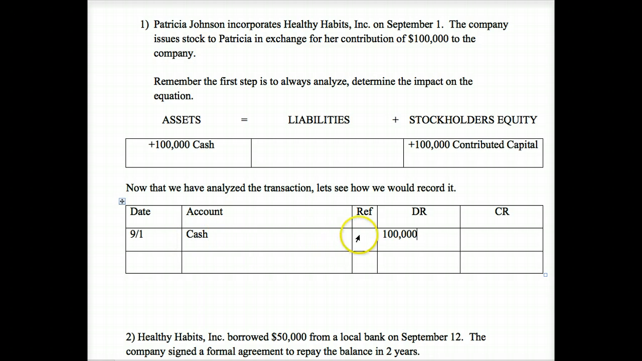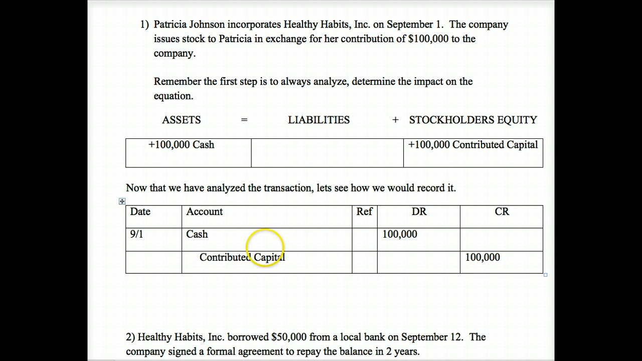Now, for every debit that we create, there must be an equal credit. We must always be in balance. So every debit has to have an offsetting credit. Well, let's talk about contributed capital. Contributed capital is on the right side, and contributed capital is going up, which means our stockholders' equity is going up. Based on our little acronym, contributed capital is part of the clear accounts, and clear accounts are increased with credits. So we need to go in and we need to credit our contributed capital. And we're going to credit it for the $100,000.